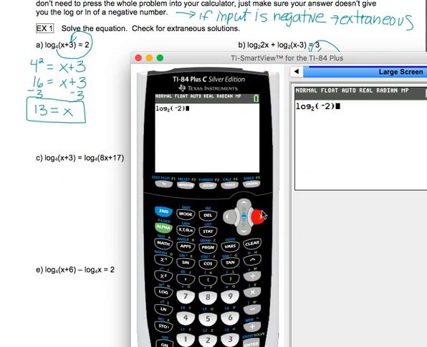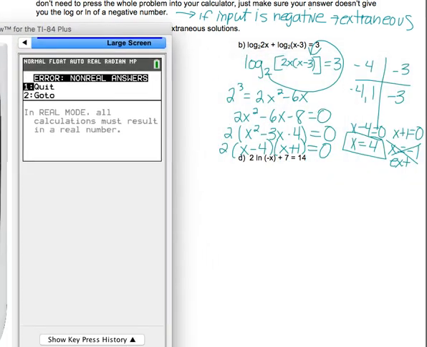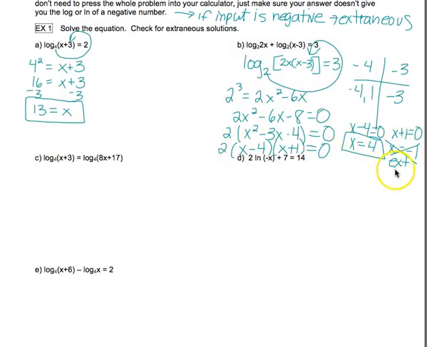If I try to press that in or press the entire problem in even, when I press enter, it's going to tell me error, non-real answer. So that's also how you know it's extraneous. So if you don't have the log base on your calculator and you don't want to take the time to use the change of base formula, then just do what I did here. It's quicker anyway, I think.